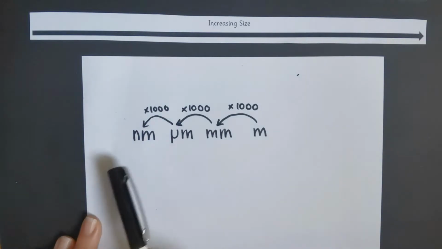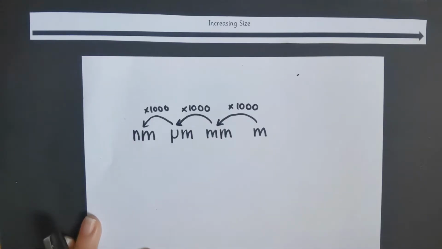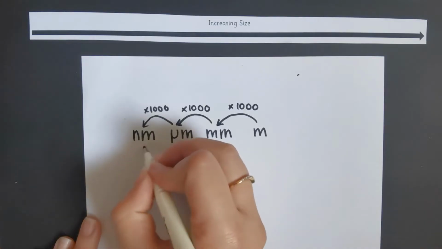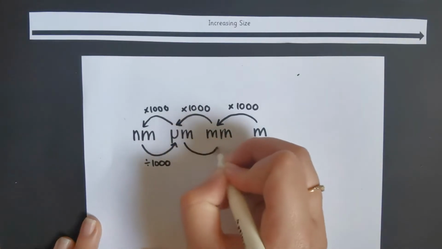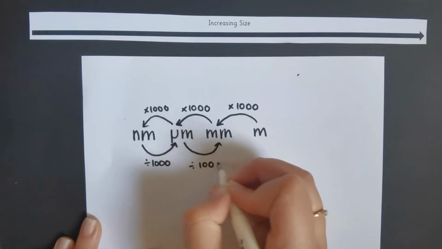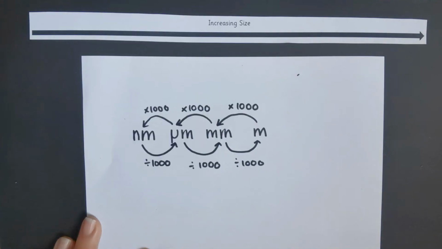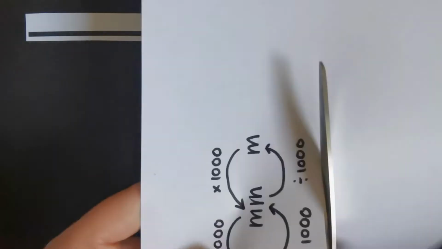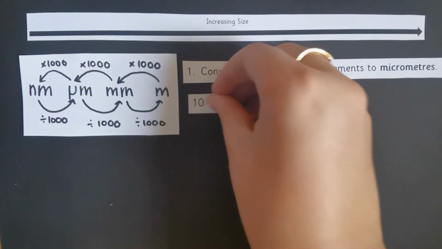To go in the opposite direction, so to go from smaller to larger, we need to do the opposite of times. So we need to divide. So to go from nanometers to micrometers, we divide by 1,000. To go from micrometers to millimeters, we divide by 1,000. And to go from millimeters to meters, we divide by 1,000. And that's how we convert between units. This chart is going to be really helpful as we're converting units. So I'm just going to leave that in the corner there.